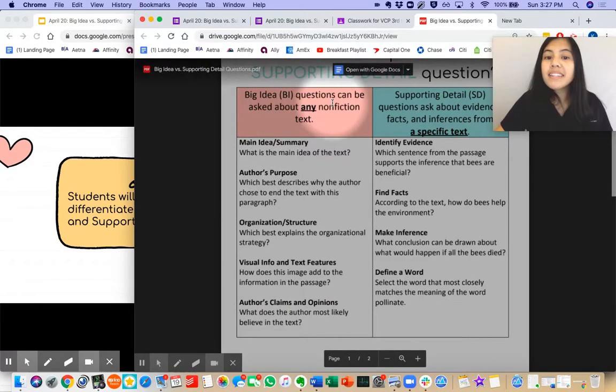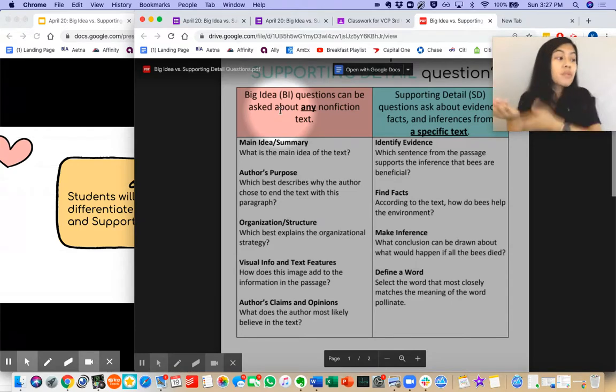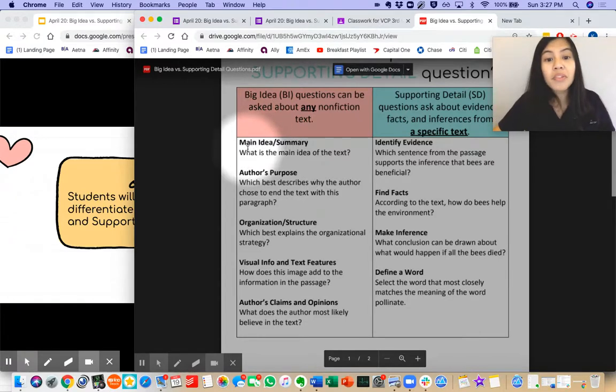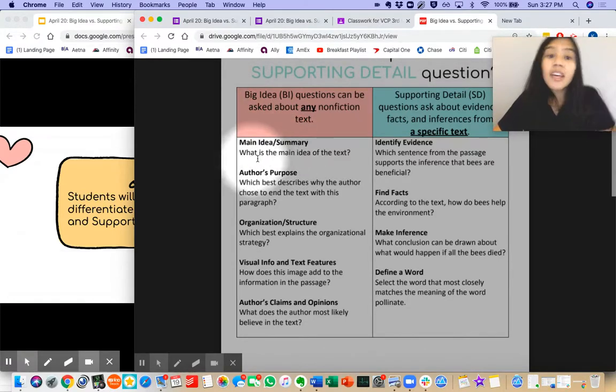Friends, big idea questions are questions that can be asked about any nonfiction text. That means that I could be reading Dirty Money, but I could also be reading all about pandas or any other topic, and these questions could apply to any of those texts, no matter what I'm reading. For example, it could be a question about the main idea or a summary, like what is the main idea of the text? It could be a question about the author's purpose, a question about the text structures.